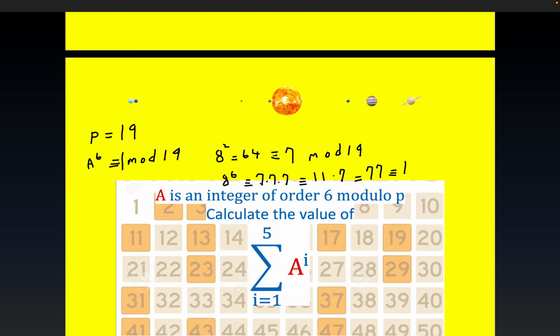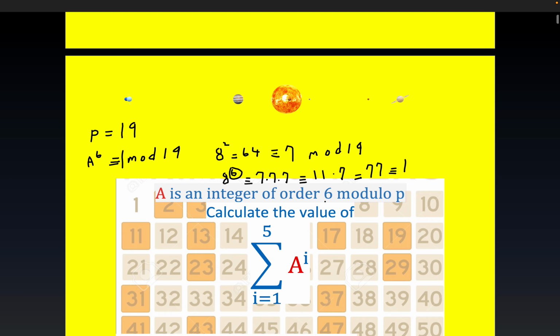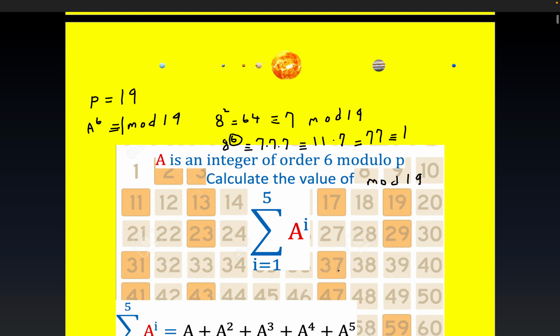So what we know is that the order of 8 mod 19 is 6, okay? And I chose this just because it's numerically related to this more general thing where we have a as an integer of order 6 modulo p, and we want to calculate the value of this, and I should say mod 19, okay? I should say mod 19 here. That's a mistake on my part. We want to calculate this value mod 19. I should have put just mod 19 down here, I guess, okay? But in any event, let's take a look at what this means.